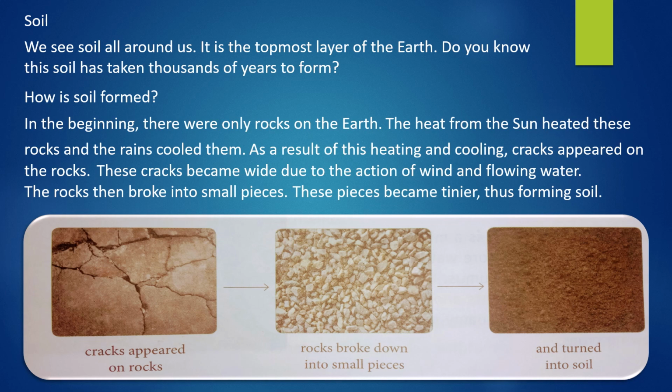So in the beginning there were only rocks, no soil was there, but the continuous heating of the sun broke those rocks. Then again because of the rain they cooled down. Then again heating, cooling, and cracks appeared, forming small pieces. Then because of the air, the strong winds, those rocks broke into small pieces. Then it formed soil.